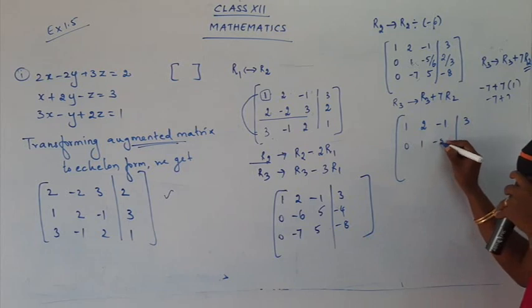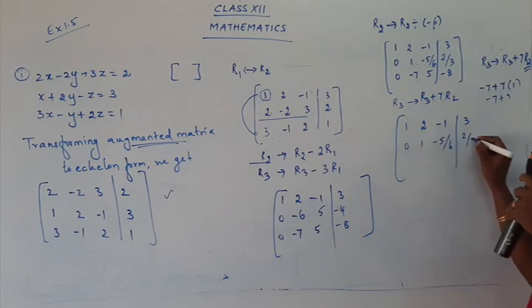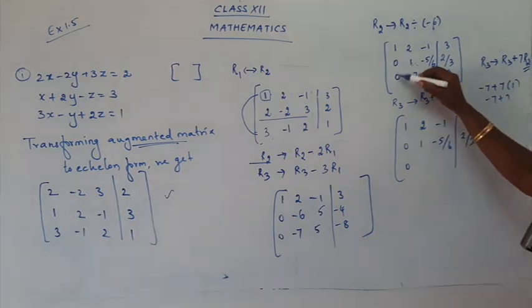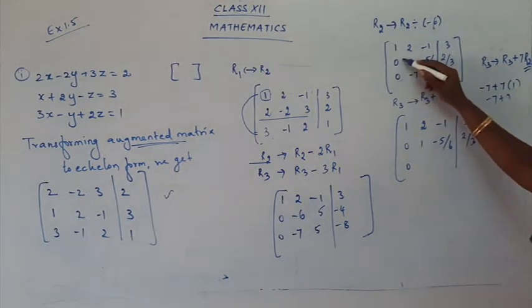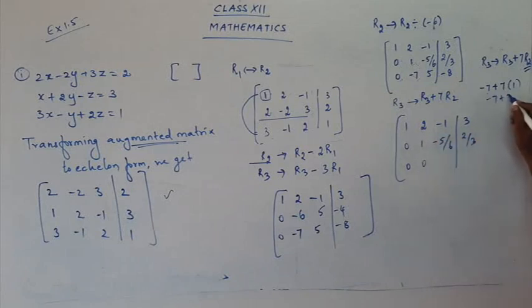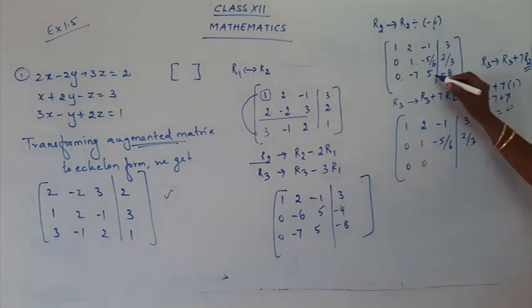0, 1, minus 5 by 6, 2 by 3. Here 0, because both parts deal with 0. So we are going to get answer 0. This we have checked. Minus 7 plus 7 is equal to 0. Now come to the fraction part. Do not get confused. Just apply the numbers and get the answer, that's all.